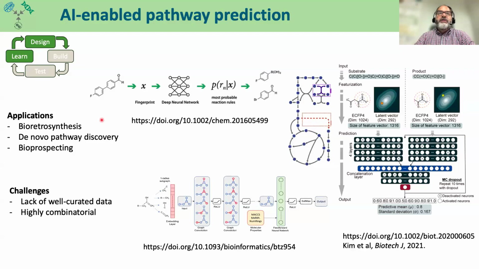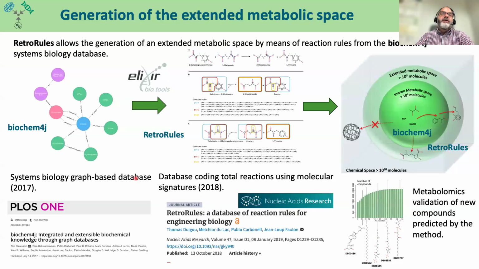So here we are using fingerprints, different representations, but still there are several challenges. First of all, these databases usually suffer from a lack of well-curated data. And also this is a problem that is highly combinatorial, okay? So there is a lot of complexity when you try to explore all the metabolic space. That's why what we have been doing in the last years has been to provide our own approach, which is quite systematic.